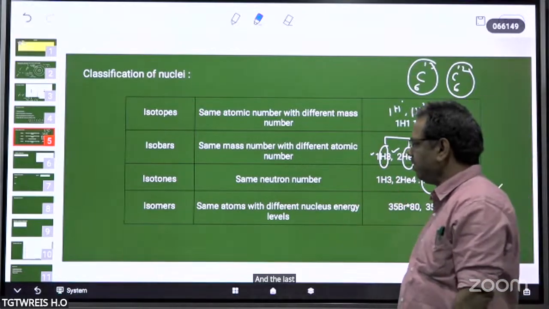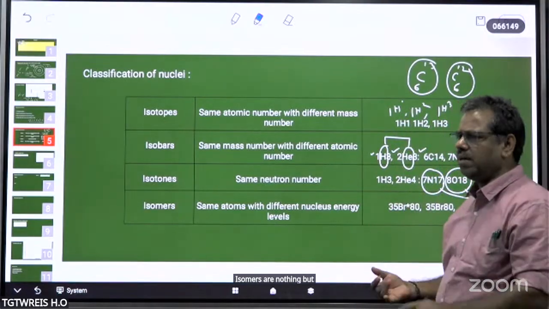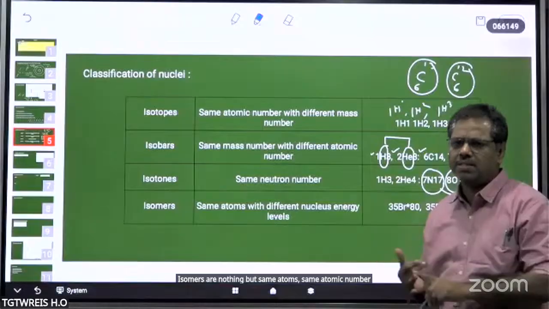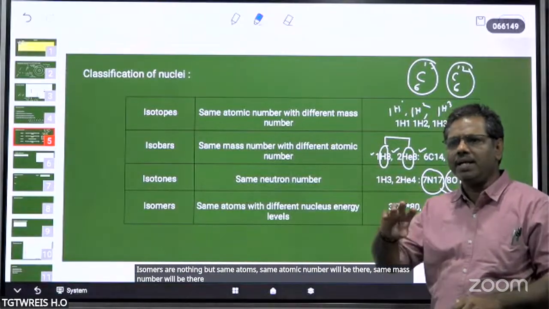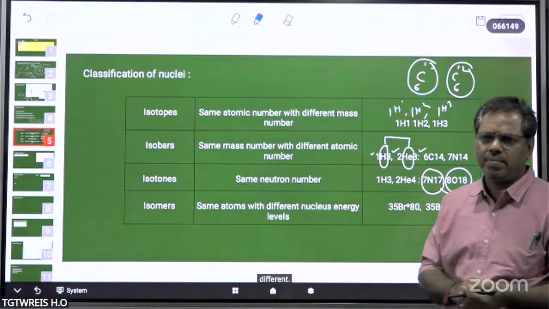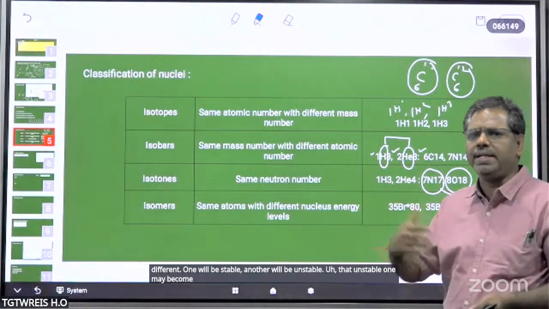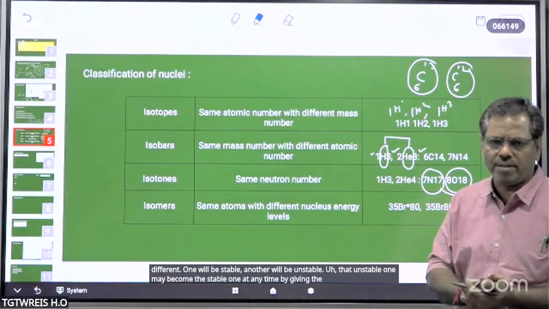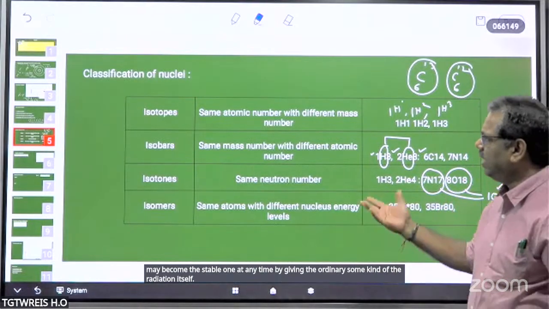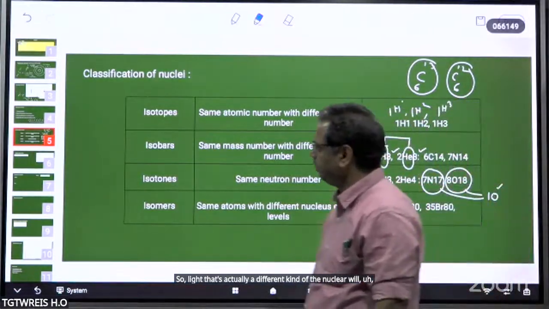And the last one is isomers. Isomers are nothing but the same atoms. The same atomic number will be there, the same mass number will be there, but their nuclear energy levels will be different. So one will be stable, another will be unstable. That unstable one may become the stable one at any time by giving off some kind of radiation itself. So like that, we classify different kinds of nuclei.